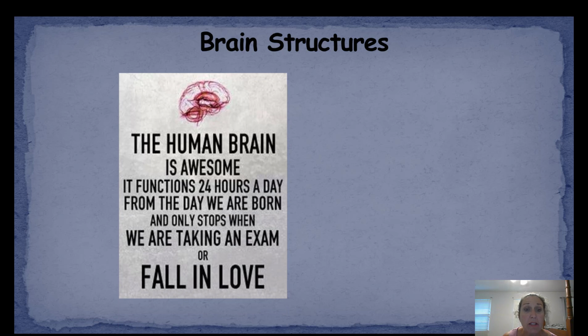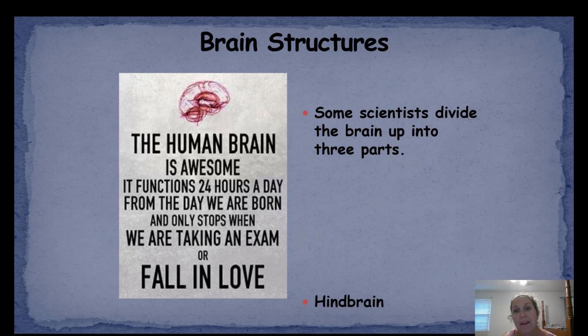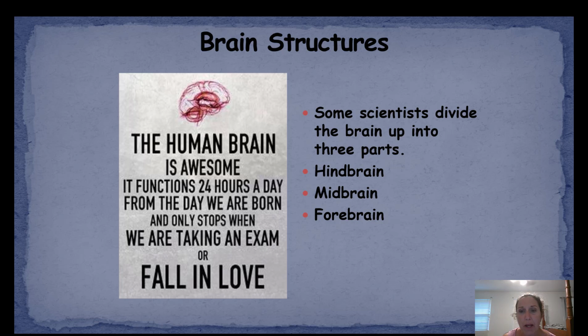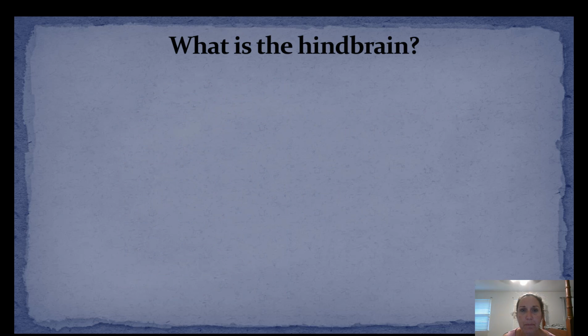The human brain is awesome. It functions 24 hours a day from the day we're born, and it only stops when we're taking an exam or falling in love. Some scientists divide the brain up into three parts: hindbrain, midbrain, and forebrain. So we're going to use that same general structure as we're talking about these things.